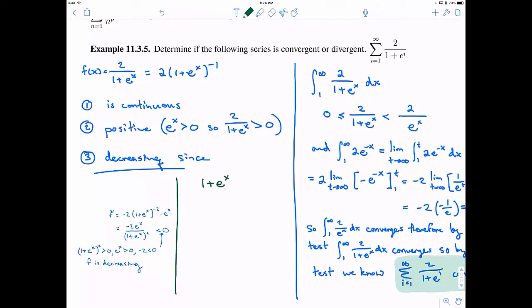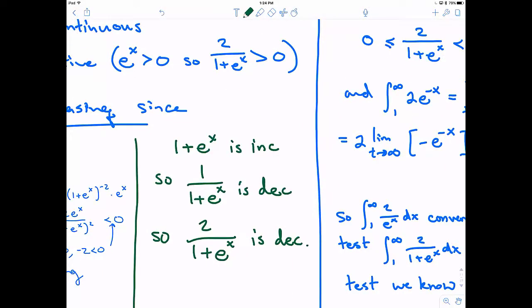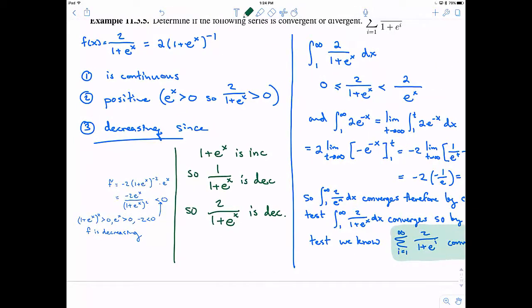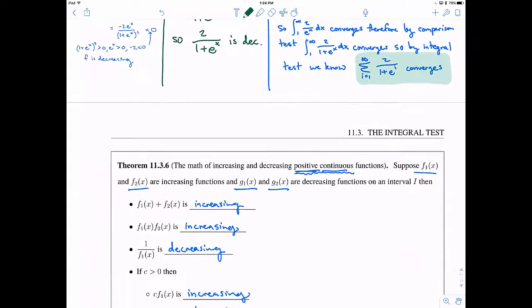We know that 1 plus e to the x is an increasing function, right? And that's just because e to the x is increasing. So its reciprocal, 1 over 1 plus e to the x, is decreasing. And then if we multiply by a positive constant, aka 2 in this case, 2 over 1 plus e to the x is also decreasing. So I think this is a lot easier than taking the derivative and showing that it's negative. And while there are some cases where you will have to take the derivative, a lot of the time you can just apply this nice theorem.